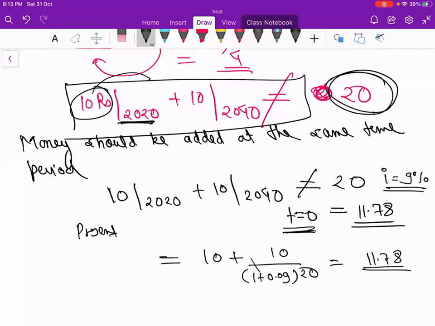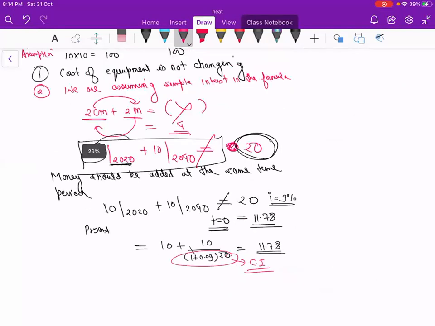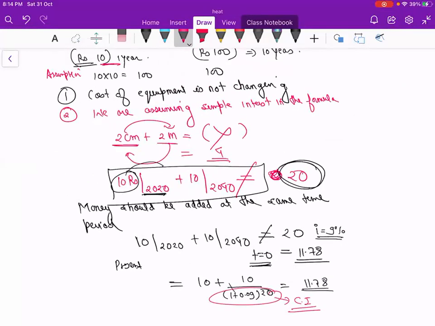We have used compound interest. Okay, we have used CI, compound interest. Take a snapshot. Yes, we use compound interest.